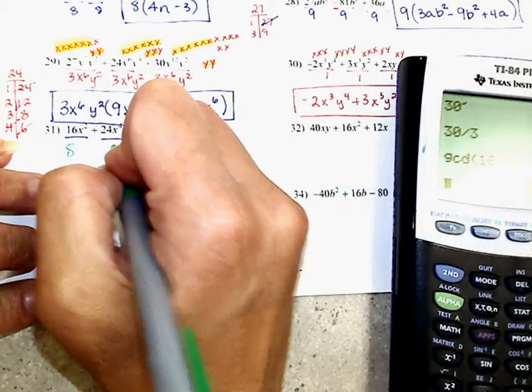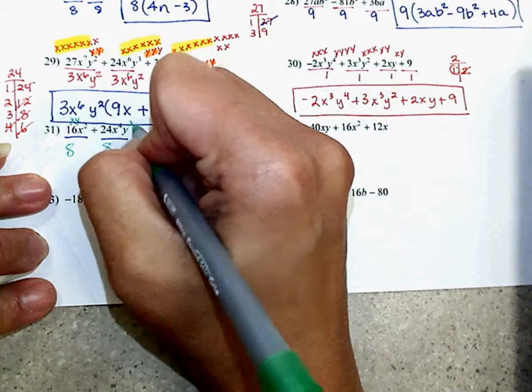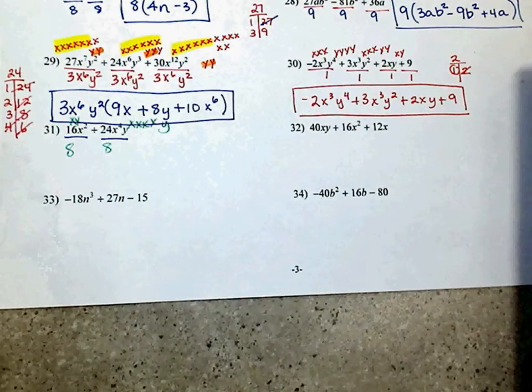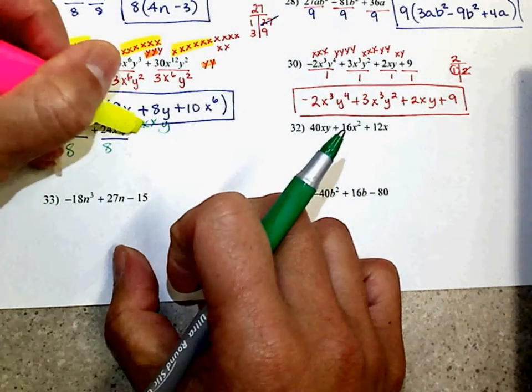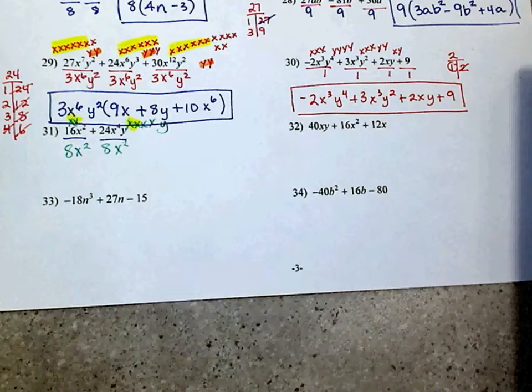You've got 2x, 4x, and a y. So what do they have in common? They have 2 x's in common, so x squared. So your greatest common factor is 8x squared.